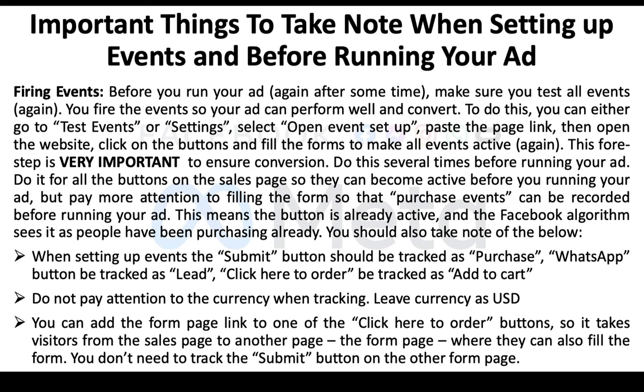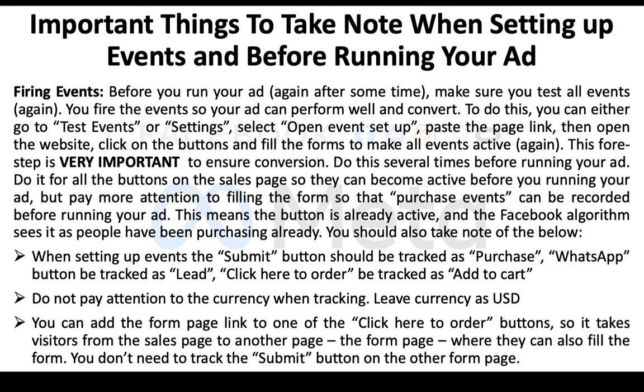To do this, you can either go to test events or settings like I did, select open event setup, paste the page link, that is the particular product sales page, then open the website, click on the buttons and fill the forms to make all events active again. This first step is very important to ensure conversion. Like I said, do this several times before running your ad.